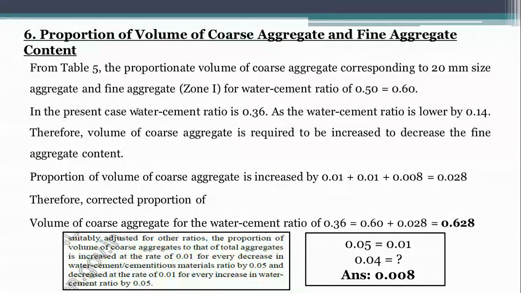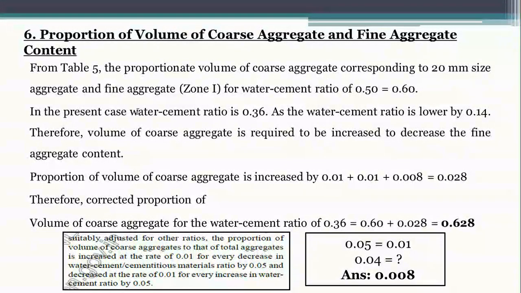Okay, so now, since the standard water cement ratio is 0.5, for zone 1 it is 0.60. Since our water cement ratio is reduced by 0.14, you have to increase the right hand side. Since the left hand side has decreased, you have to increase on the right hand side. So 0.60 plus 0.028, you will get 0.628. Okay, so this is how we have to do the calculation.